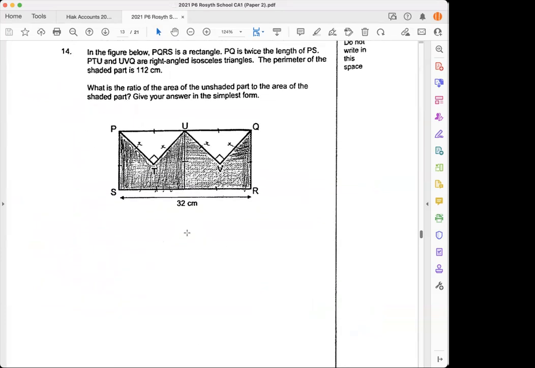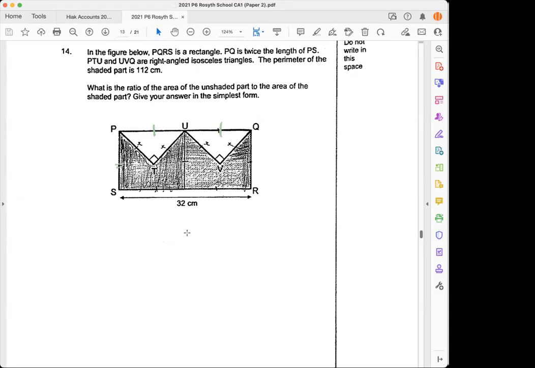In the figure below, PQRS is a rectangle. PQ is twice the length of PS. So this has to be equal. Let's mark them. So now this is equal to this. Okay. So now these are made out of 2 squares.